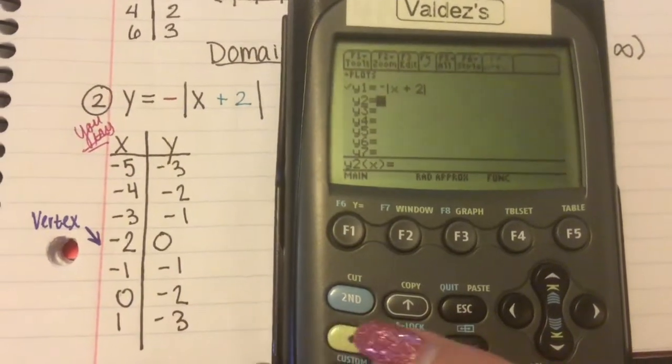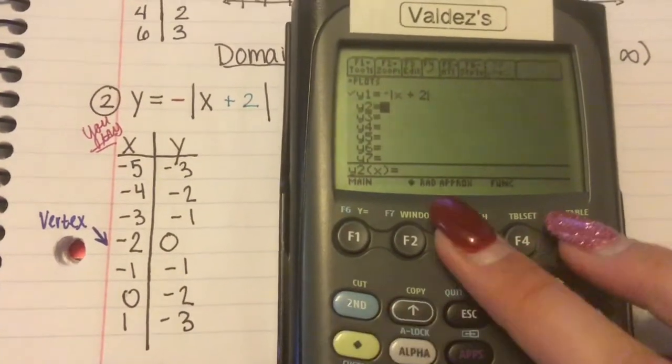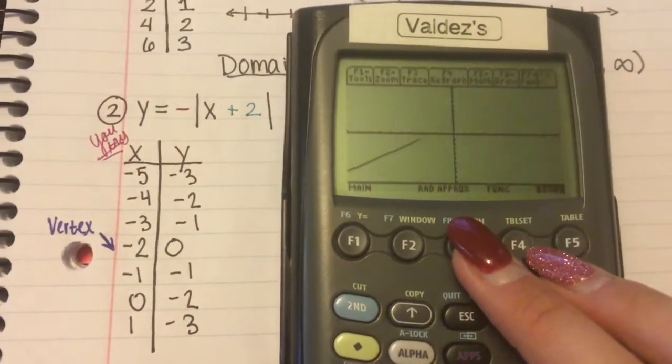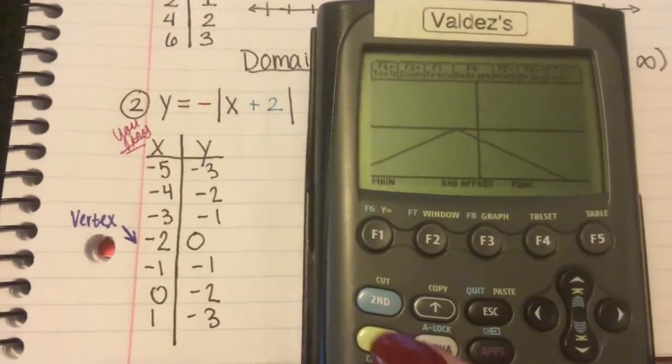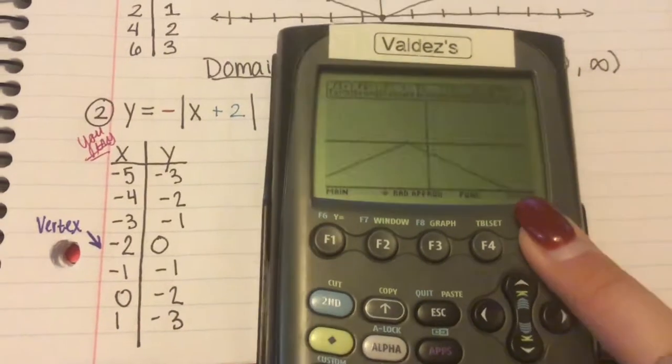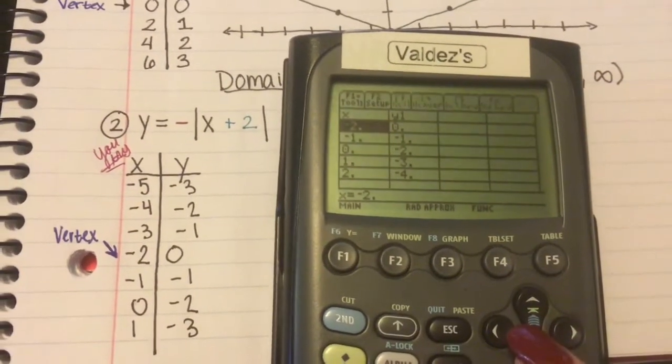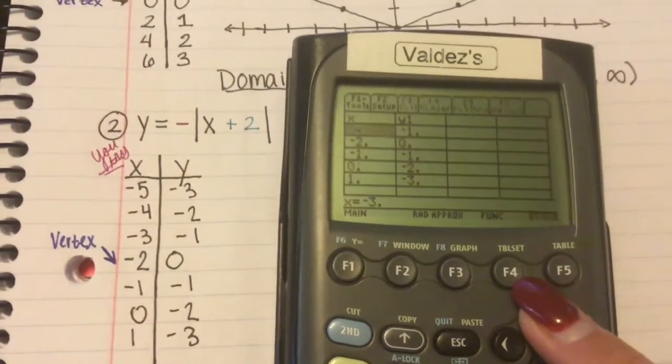I then clicked graph to take a look at what this looked like. I can see that this is a reflection over x, so that's kind of cool. I can also see that the vertex moved to the left. And then I clicked on table and I copied that table of values onto my paper.